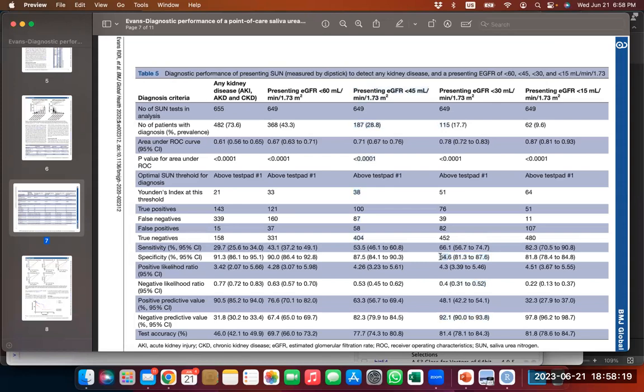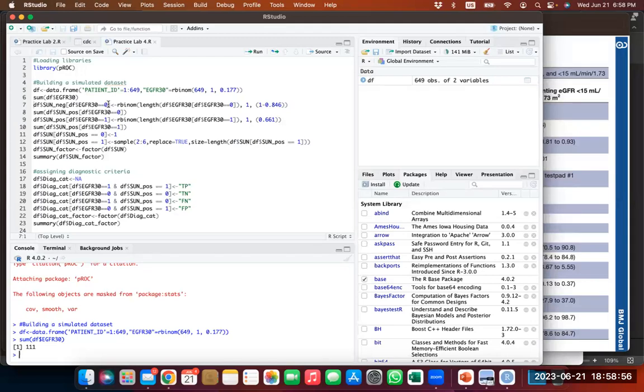0.846 is our specificity. If you have specificity, you're quantifying the true negatives out of true negatives and false positives, right? So these are the ones that don't have the disease. They tested negative, those are the true negatives. And those that tested positive, those are the false positives. So we are quantifying now 1 minus the specificity. That's our false positive rate. So here in SUN positive, we're reproducing our false positives and true negatives. Make sense?